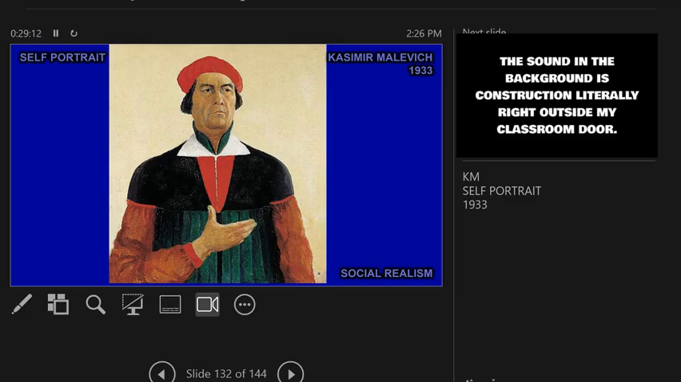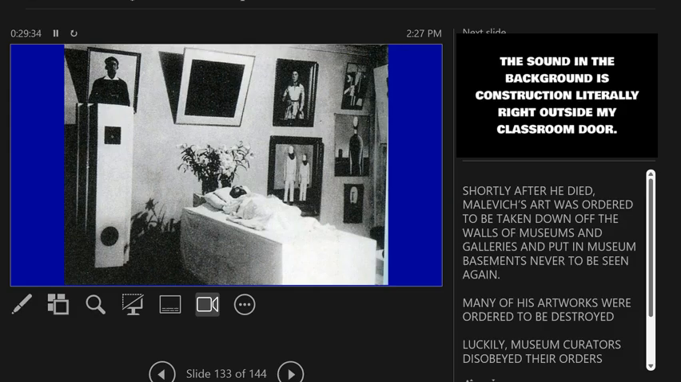Yeah, it's the Soviet Union. He's not allowed to paint avant-garde, right? So either he stops painting, or he paints what the government tells him to paint or wants him to paint, or he paints his own stuff and gets executed. But on his deathbed, he asked that he be buried underneath his black square.